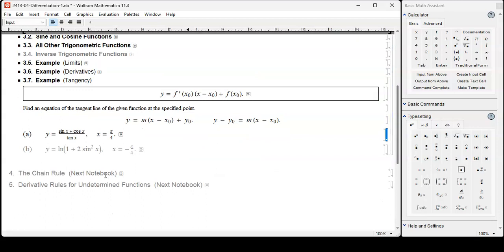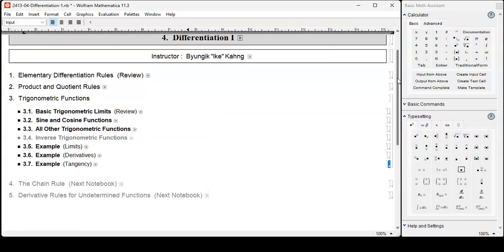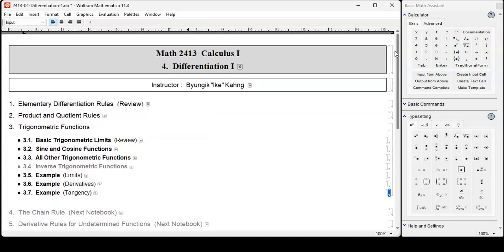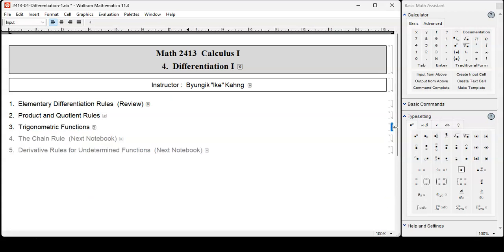Let's see, do we have time for it? No, not really. This one requires chain rule, so let's not worry about that. So we went through a lot of typical problems here, some limits, some derivatives, and some tangency, all about trigonometric functions. Of course, there are many more, but you can find those in homework problem sets.